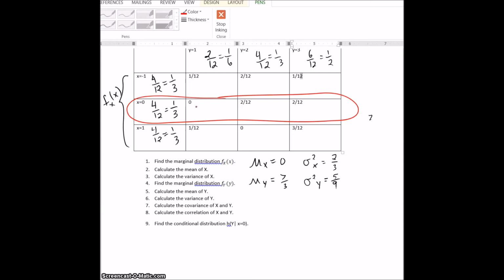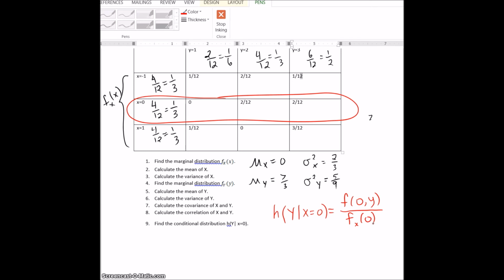So the way that I figured this out is by remembering that the conditional probability of y given x is equal to 0 is the probability that x is equal to 0 and y is equal to y. So that would be f of 0, comma y, divided by the probability that x is equal to 0. So that's my marginal probability that x is equal to 0.